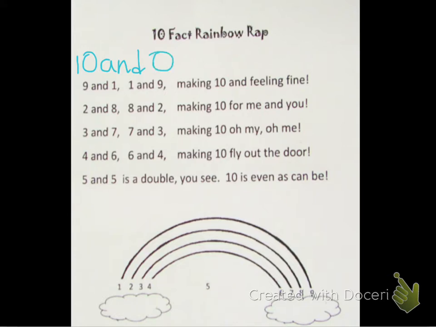10 and 0, 0 and 10. Making 10 with all my friends. 9 and 1, 1 and 9. Making 10 and feeling fine. 2 and 8, 8 and 2. Making 10 for me and you. 3 and 7, 7 and 3. Making 10, oh my, oh me. 4 and 6, 6 and 4. Making 10 fly out the door. 5 and 5 is a high five. Making 10 is easy as can be.